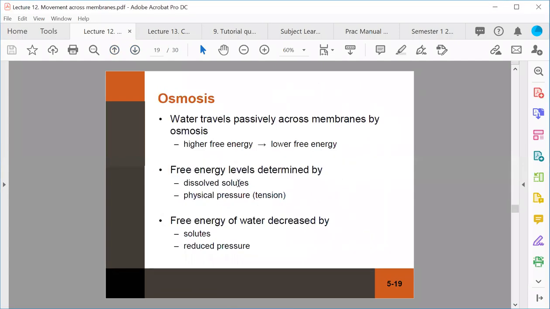So we can see already that the free energy levels are determined by the dissolved solutes. The higher the concentration of dissolved solutes, the lower that free energy value will be. But there's another important point here. Free energy levels can also be affected by physical pressure, also referred to as tension. We'll come back to that in a minute. So the free energy of water is decreased by the presence of solutes, and it's also decreased when we have reduced pressure inside the cell.